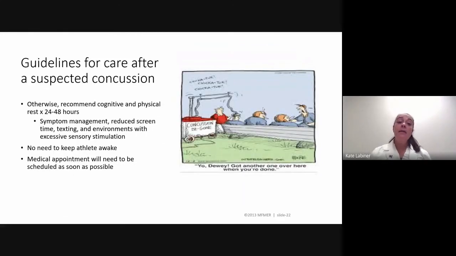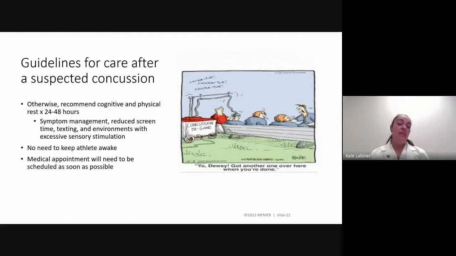Otherwise, what we recommend is cognitive and physical rest for 24 to 48 hours. We say reduce screen time. And you'll notice there's something very important. It says reduce, not none. For some people, it's not that they're unable to tolerate anything, but they're unable to tolerate as much as they could. So we do want to remove them from anything that makes them feel worse, but you don't have to completely cocoon yourself in a dark room and without a phone, without a TV, not talking, not doing anything, unless that's the only place you feel okay.